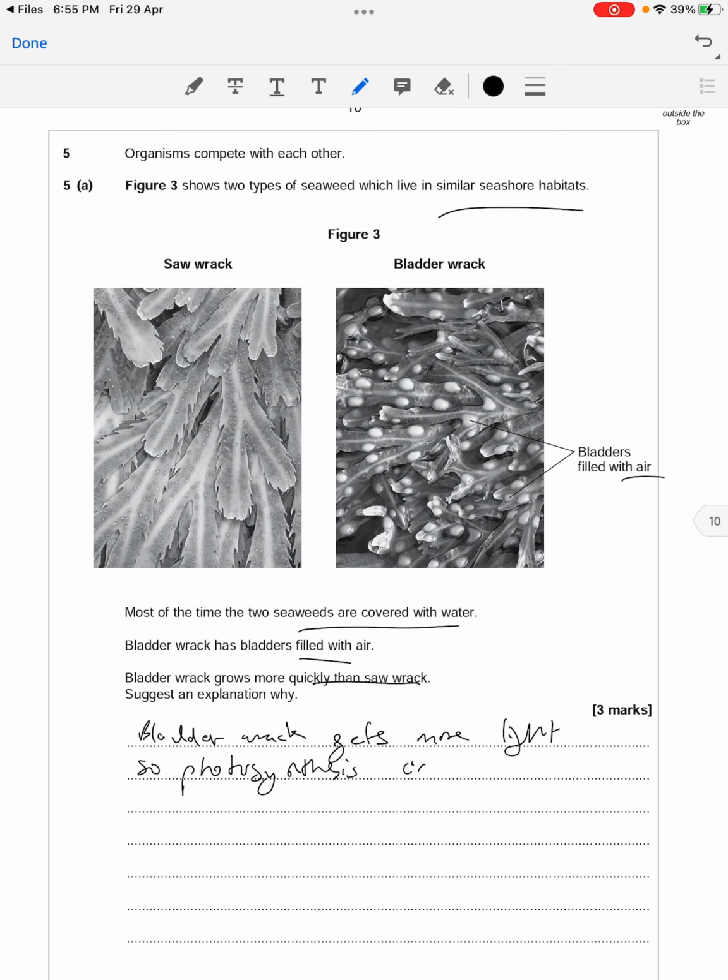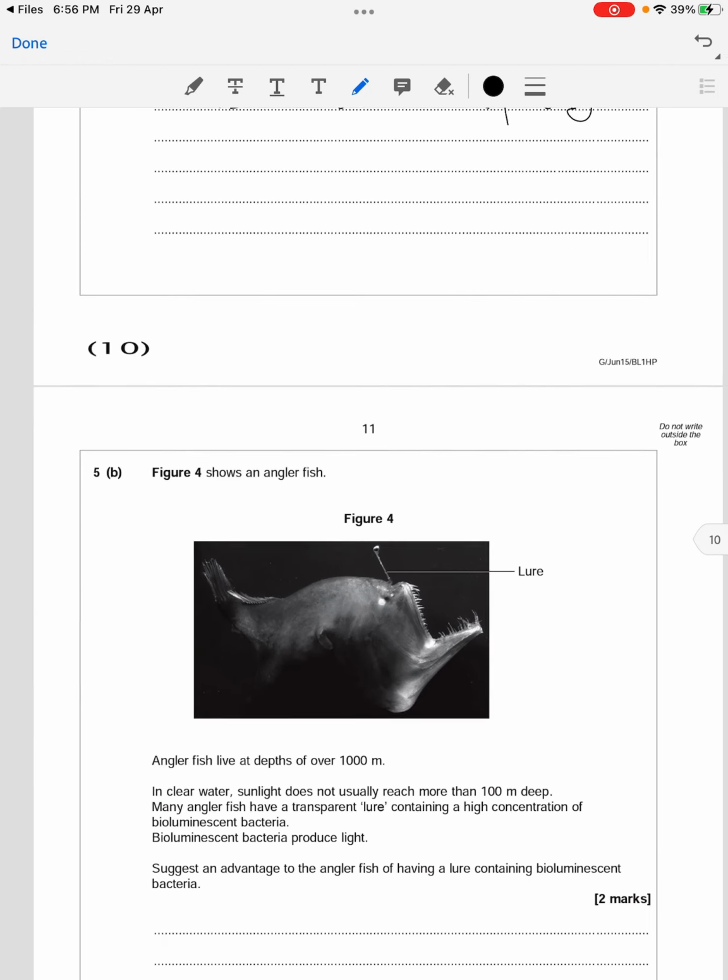So photosynthesis occurs faster because the tides are flowing, because the bladders are floating because they're filled with air, right? Or you could just mention that there's more biomass, glucose, starch produced. I mean, that's also fine.